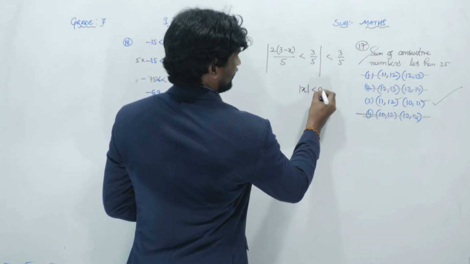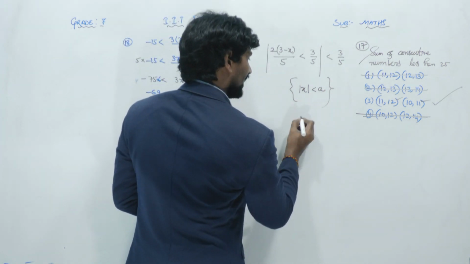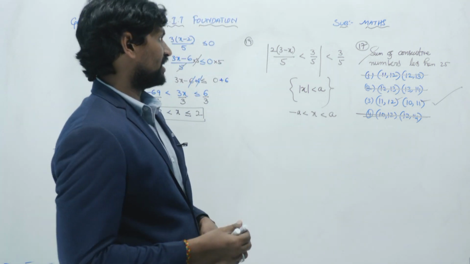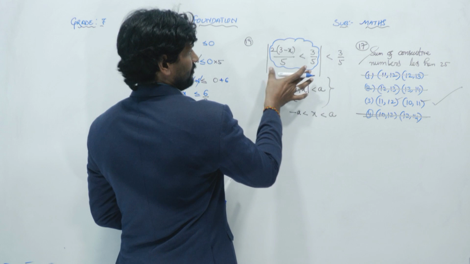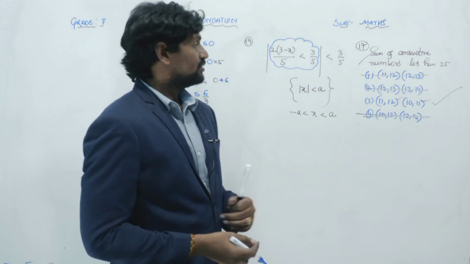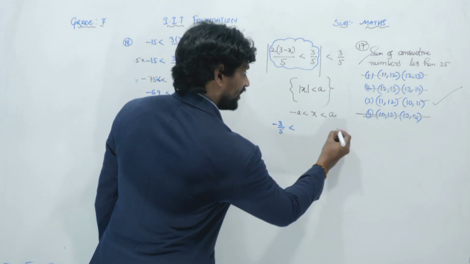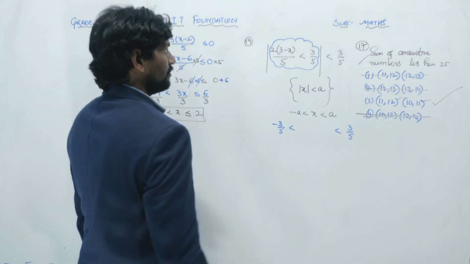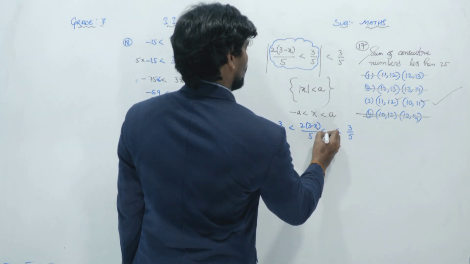See here, when you take the absolute value, modulus of x less than a, there is a condition: whenever you see the less than, the x value is between minus a and plus a. Now we are considering this entire part in the absolute value. In the same way we have to write that it lies between minus 3 by 5 and 3 by 5. But in between we have 2 into (3 minus x) by 5, less than 3 by 5.